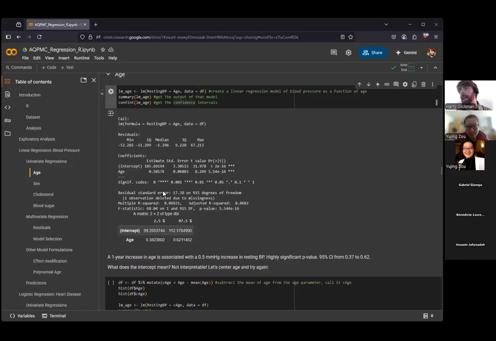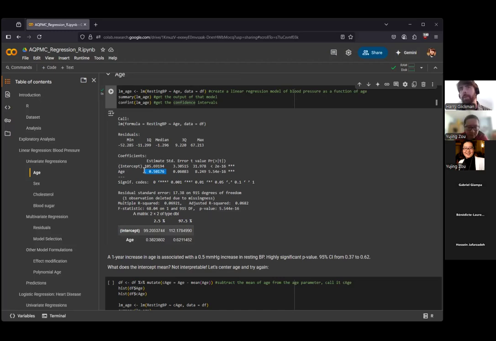It tells you something about the error, the R squared value, which I talked about yesterday, the adjusted R squared value, which I also talked about yesterday. So how much variance are we explaining? And that number adjusted for how many parameters we have. And then down here is the confidence intervals. So let's go through and interpret this output.